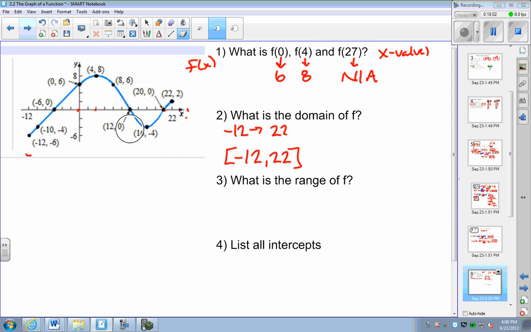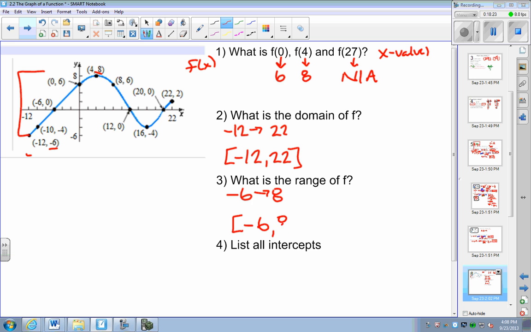What's the range? We're looking at y values. So find the lowest place the graph goes, find the highest place the graph goes. The lowest this graph ever hits is negative 6. The highest this graph hits is 8. Put it in interval notation. We're going from negative 6 up to 8.